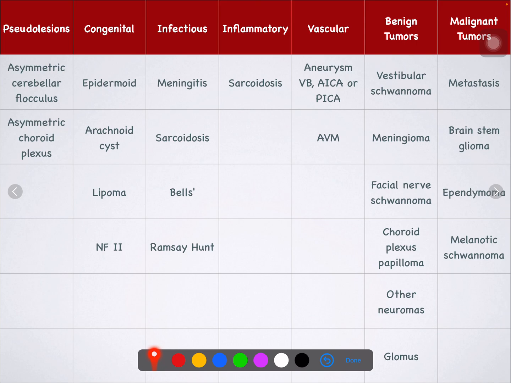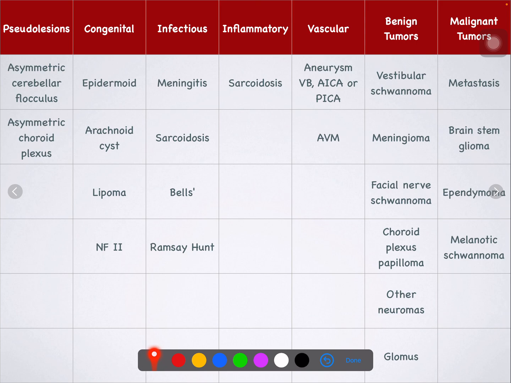The second one is the choroid plexus, and that's why I mentioned the importance of having choroid plexus in the cerebellopontine angle. Choroid plexus enhances with contrast, so it can mimic a tumor while it is just the choroid plexus of the fourth ventricle going through the foramen of Luschka into the cerebellopontine angle. Again, congenital lesions, epidermoid and arachnoid cysts, can be confusing, but their anatomy and how they look can differentiate between them. Lipomas can happen.